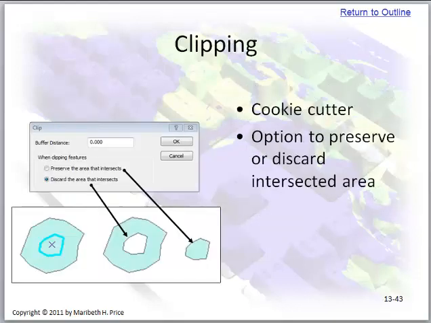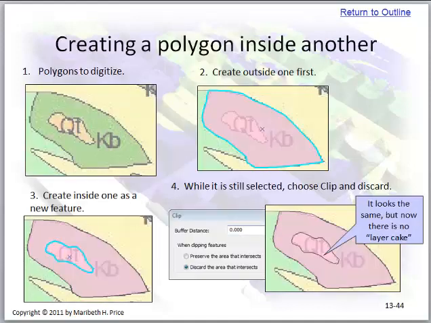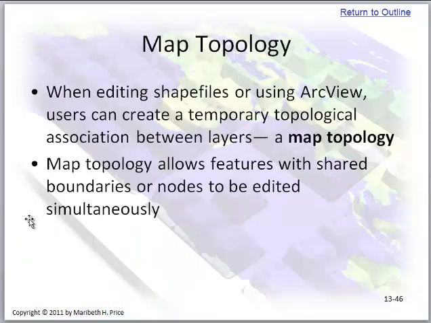areas. Here we have clipping. In this case, this item was taken out of here. You won't be doing that. I doubt you'll be doing that in your editing. Creating a polygon inside another. This is how you would perform that if necessary.